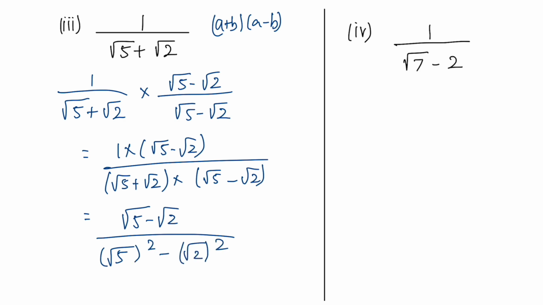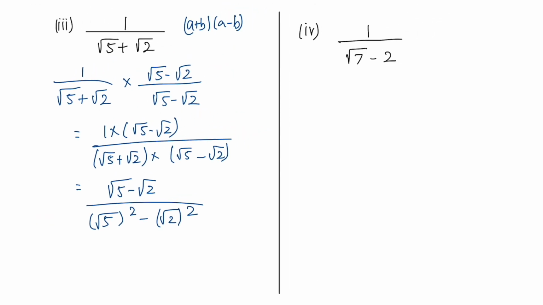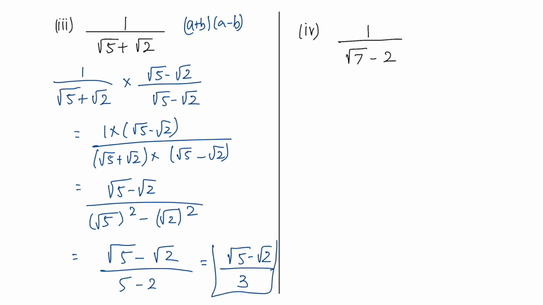You are just applying that formula, a plus b into a minus b is equal to a squared minus b squared. So what is that leaving you with? Root 5 minus root 2 divided by root 5 squared, which is 5, and root 2 squared, which is 2, so 5 minus 2 is 3, and you are left with root 5 minus root 2 divided by 3. That is the answer, and you have successfully rationalized the denominator because 3 is of course a rational number. I hope you understood this.